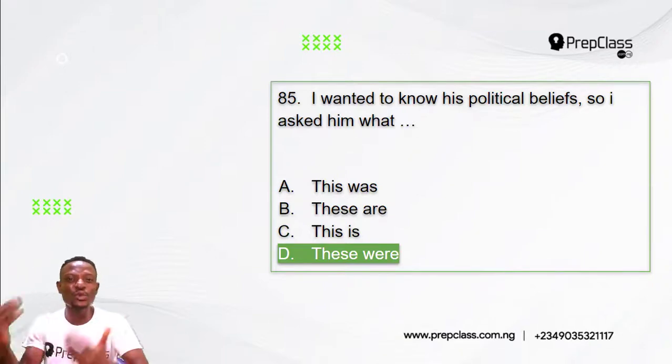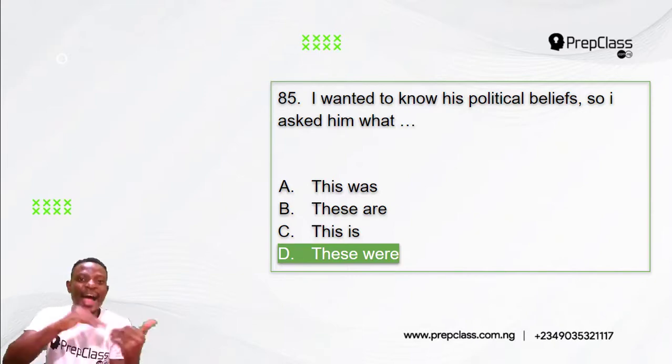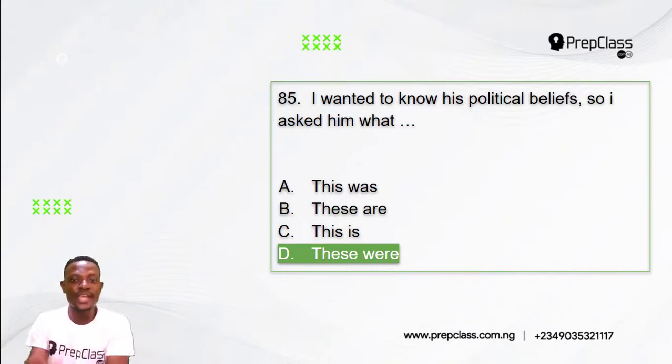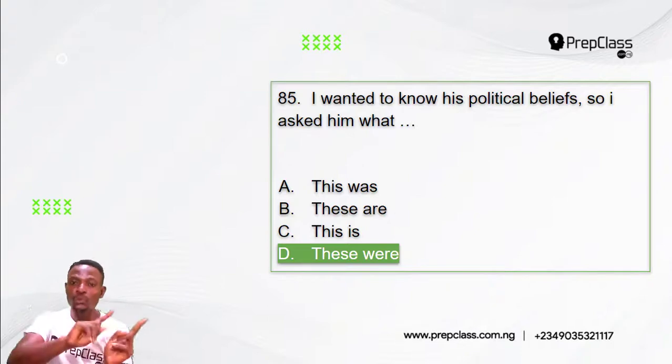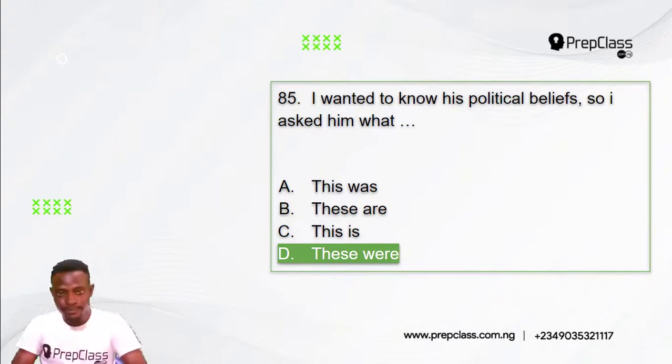I wanted to know his political beliefs. So I asked him. It is past now. I asked him what these were, not what these are. Because it is past. I wanted to know his political beliefs. I wanted to know. So I asked him. So the answer is option D. These were. Alright. And with that, we've come to the end of this wonderful session.